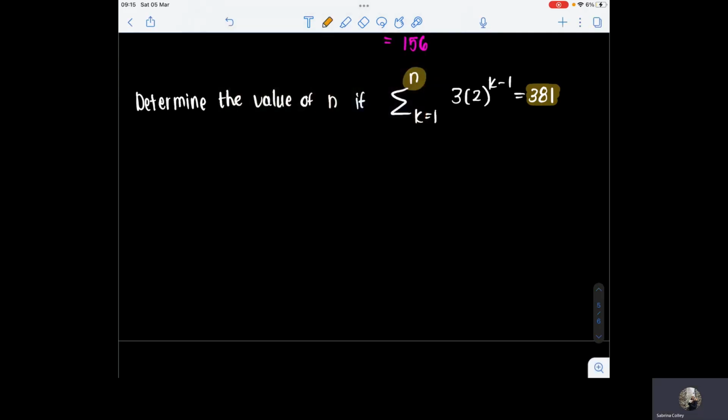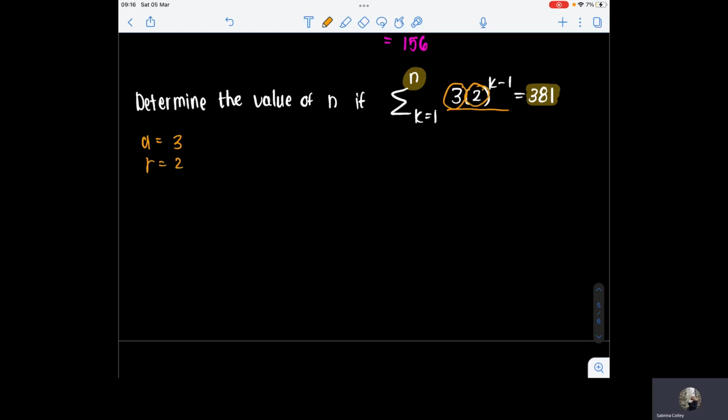I first need to establish, is this an arithmetic sequence or is it a geometric? I can clearly see it's geometric because of my formula. So I'm going to use my geometric sequence series formula, but I'm first going to work out what is R and what is A. What is A? If I look at my formula, I can see that it's 3. What is R? I can see it is 2.